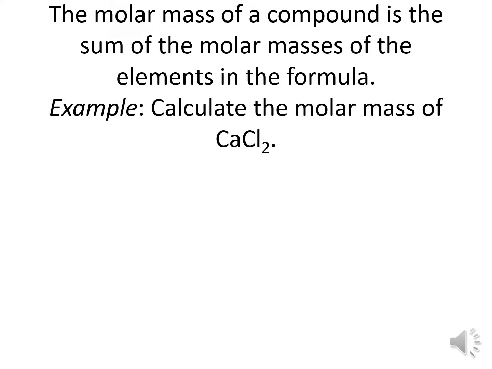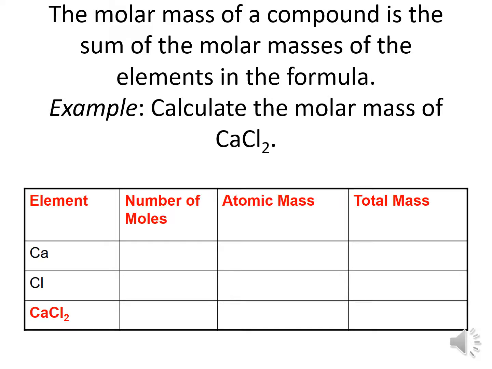If we put atoms together to make a chemical formula, whether it be a molecule or a formula unit, we sum the molar masses of the atoms in the formula to get the molar mass of the compound. For example, if I wanted to calculate the molar mass of calcium chloride, in other words, what is the grams of mass for a mole of calcium chloride formula unit, 6.02 times 10 to the 23rd CaCl2s.